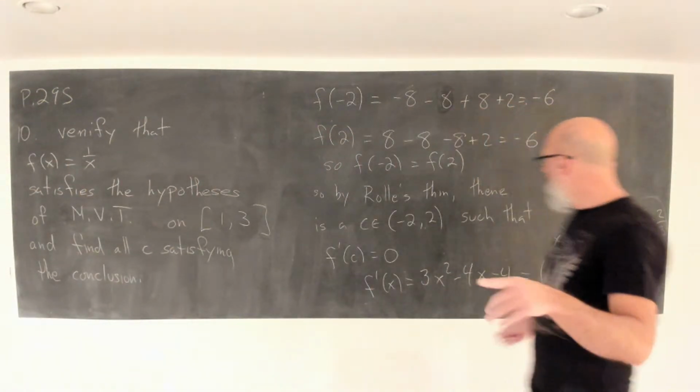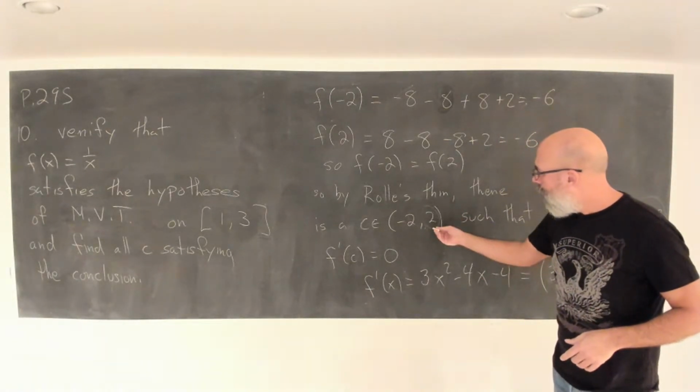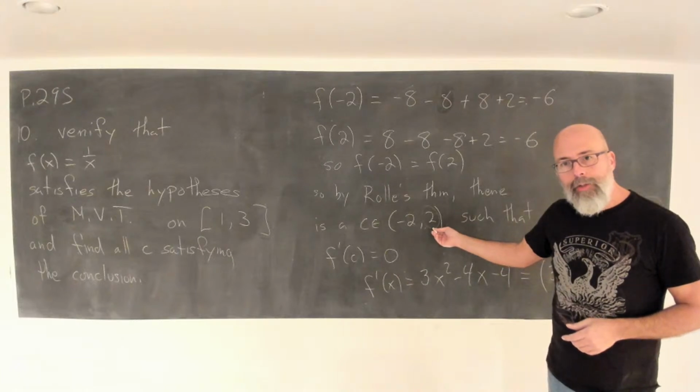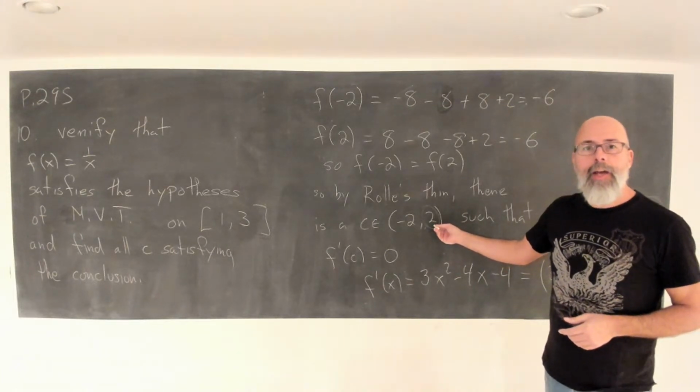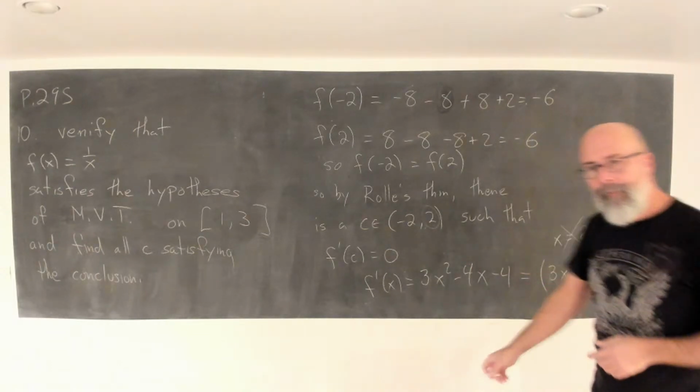Jake is asking, why is 2 not in the open interval? Well, the open interval does not include the endpoints, and 2 is an endpoint here. So 2 is not in this interval.